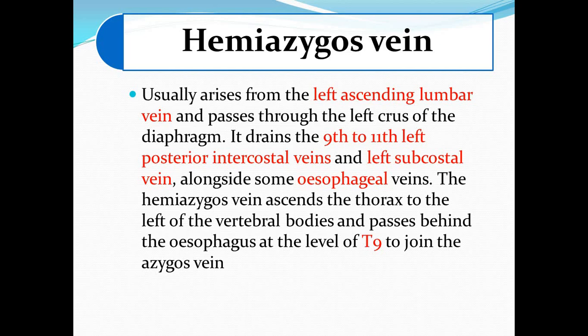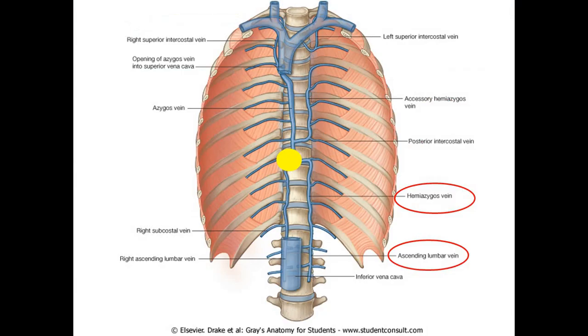Lastly is the hemiazygos vein. This one arises from the left ascending lumbar vein and passes through the left crus of the diaphragm. It drains the 9th to 12th left posterior intercostal veins and the left subcostal vein alongside some esophageal veins, and then it ascends the thorax to the left of the vertebral bodies and passes behind the esophagus at the level of T9 to join the azygos vein.